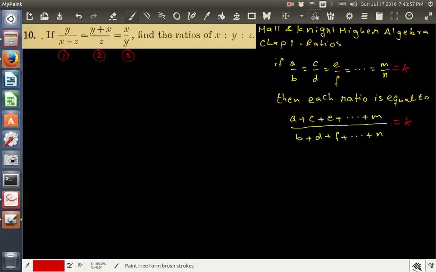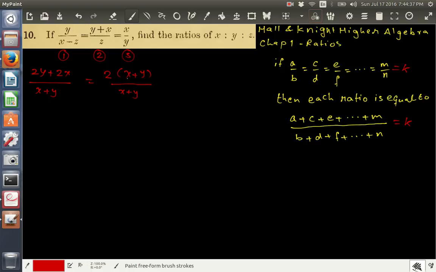Now we will use this property in this problem. So suppose we add all the numerators, that is we add 1 plus 2 plus 3. So we add all the numerators, we get 2y plus 2x, and we add all the denominators. So minus z cancels and we get x plus y. We can take 2 as a common factor out, so we get 2 times x plus y over x plus y.